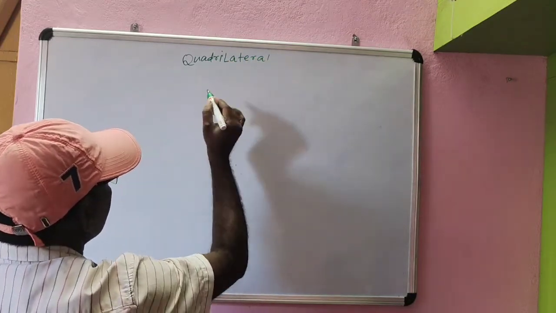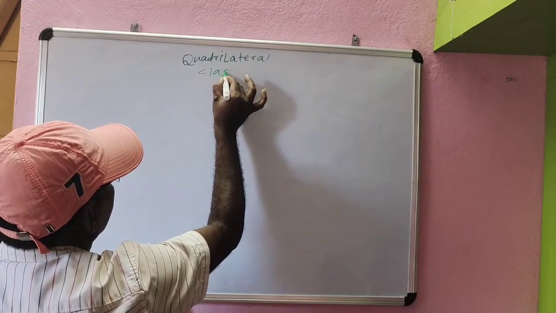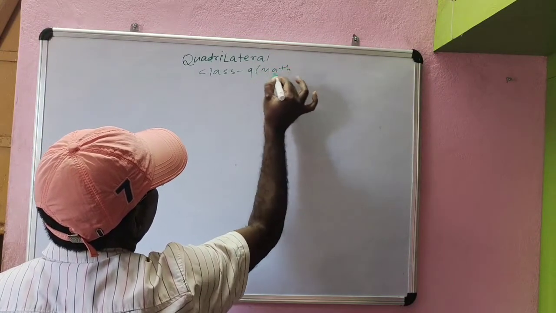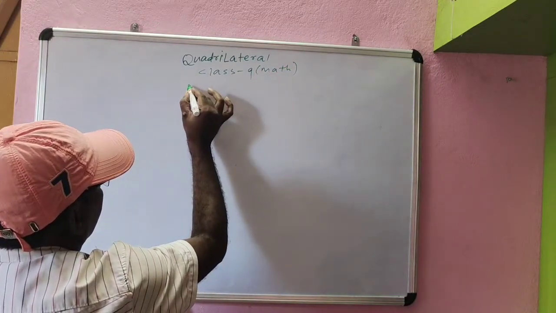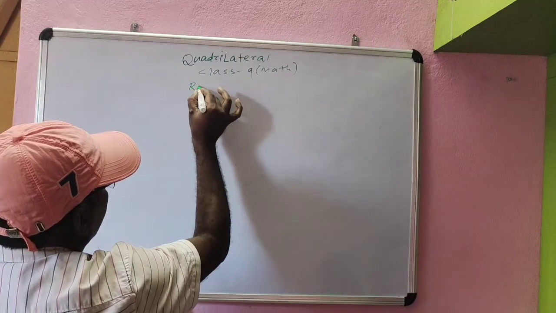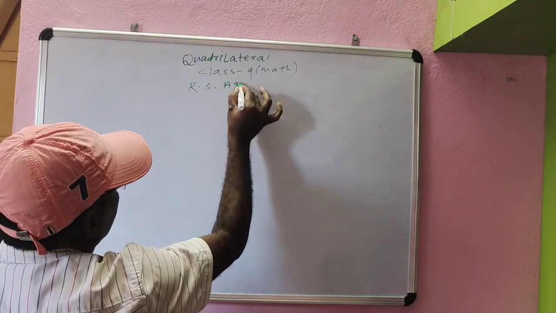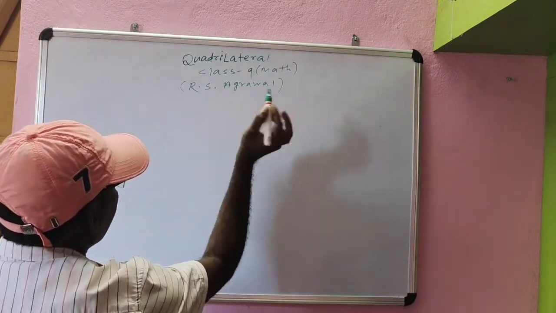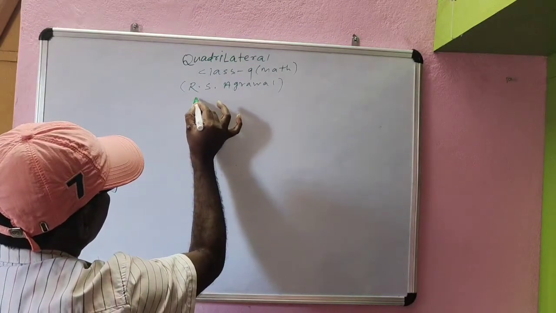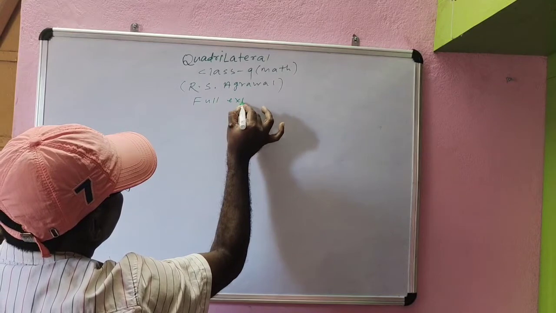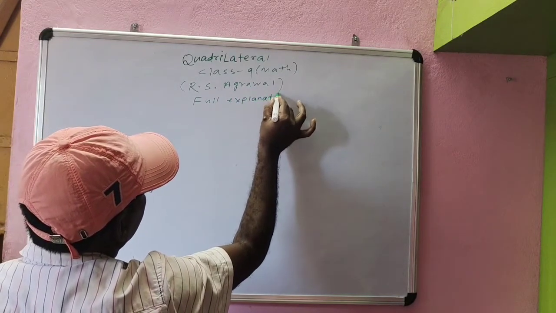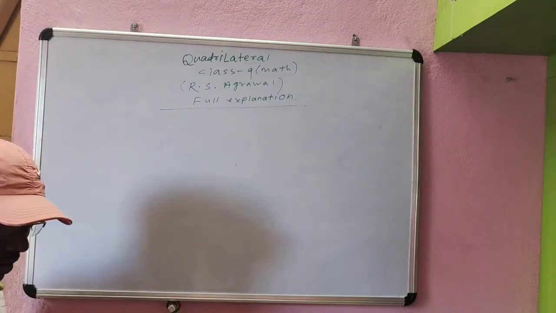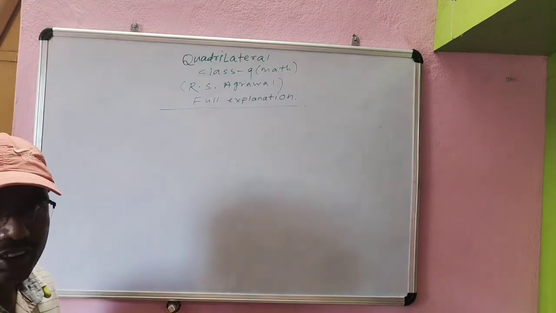Quadrilateral, class 9 math. The name of the author is R.S. Agrawal, and it is the full explanation of the chapter. So let's start the chapter now.